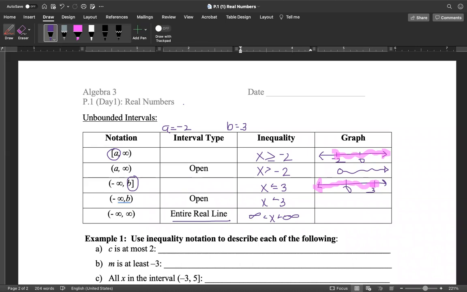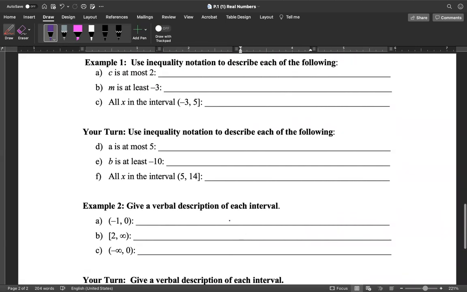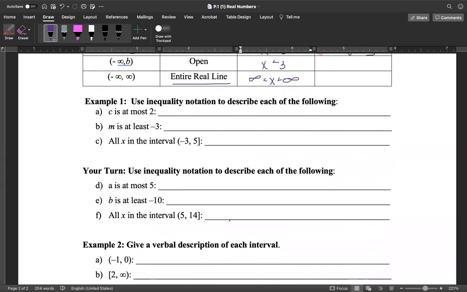All right, so now we are going to move on to our first example. As you see, we only have 2 examples today, and this type of stuff you guys have done before, especially for inequality notation. We're just going to go through a little review. So it says use inequality notation to describe each of the following. So C is at most 2. So that means 2 is the biggest number and C is at most 2.